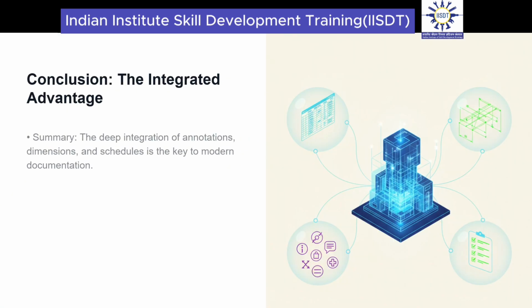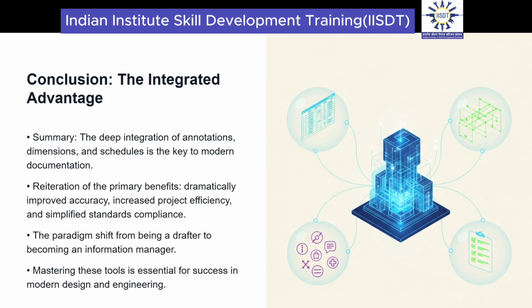As we conclude, let's reflect on the journey we have taken. We have seen that modern technical documentation is no longer about isolated elements. It's about creating a deeply integrated ecosystem where annotations, dimensions, hatching, and schedules all work in harmony, all drawing from a central intelligent model. This integration is not just a technological feature, it's a fundamental advantage that redefines our workflow and outcomes. The benefits are clear and compelling.